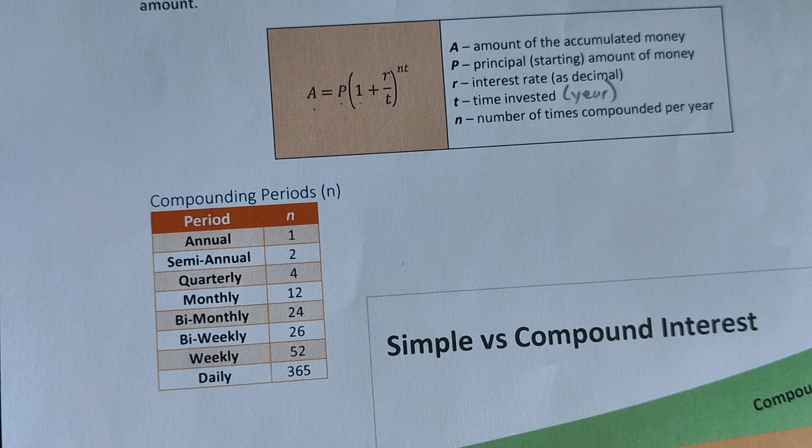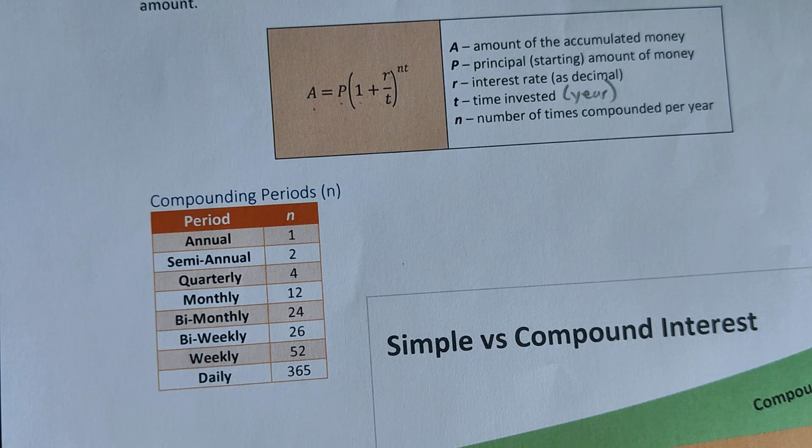So we have annual, where things happen once a year. We calculate how much is owed every year. We have semi-annually, twice a year. Quarterly happens 4 times a year. Monthly, 12 months in a year, so 12 times a year. Bi-monthly means 24 times a year because it happens every half month.